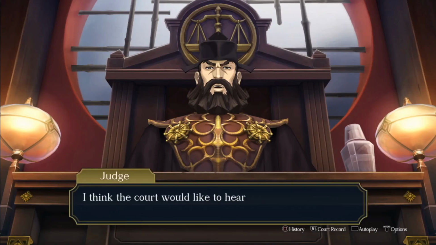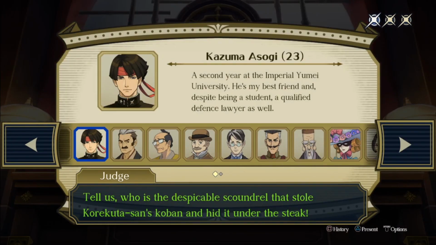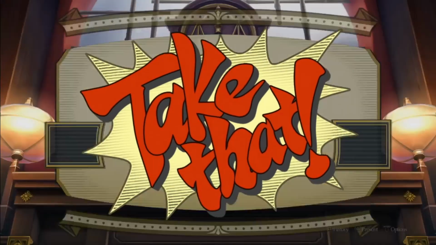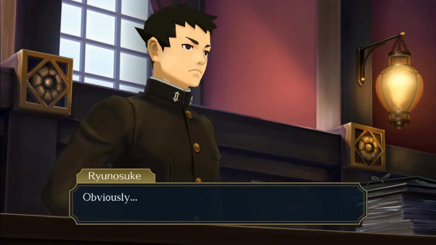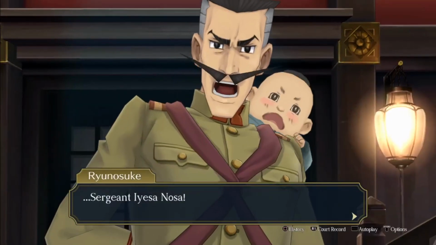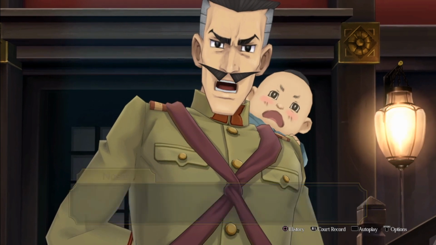I think the court would like to hear the defense's view on this matter. Tell us, who is the despicable scoundrel that stole Korekuta-san's Koban and hid it under the stake? It's Iyesa Nosa. Take that! Obviously, it can only be you. Sergeant Iyesa Nosa. Oh, what? How? How dare you? You monster!